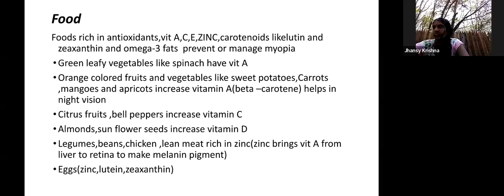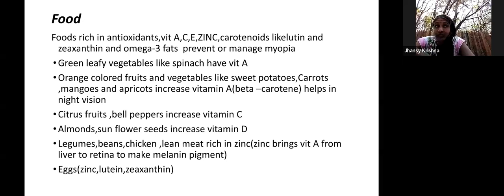Food, in the preventive aspect, is first. Food should be taken which is rich in antioxidants. Plus, it should have vitamins A, C, E, and also micronutrients like zinc should be present. Food also should contain omega-3 fatty acids, lutein, and zeaxanthin.